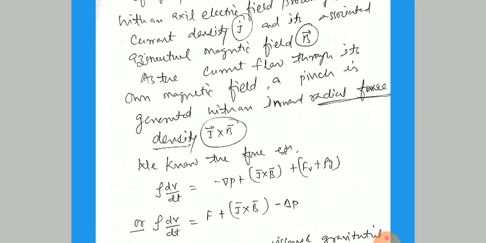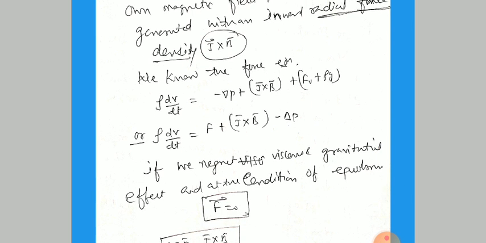We know very well that the force equation related to such types of fluids and electrodynamics is rho dV by dt equal to minus del P plus J cross B plus Fv plus rho G. Here Fv is the viscous force, rho G is related with the gravitational force, and del P is related with the pressure gradient. Rho dV by dt is simply the net force, and J cross B is the magnetic force.